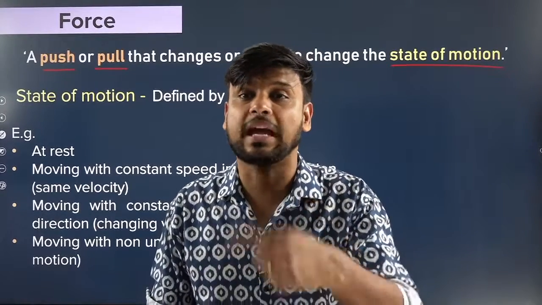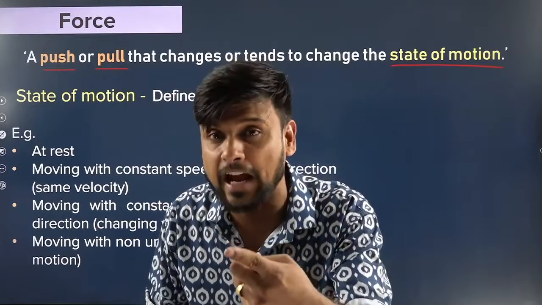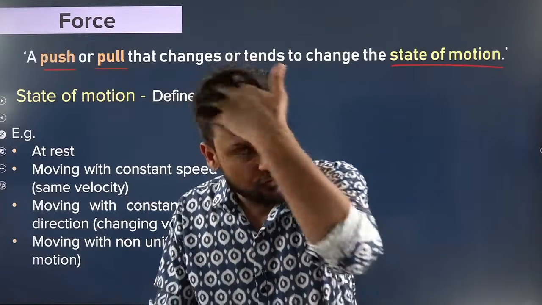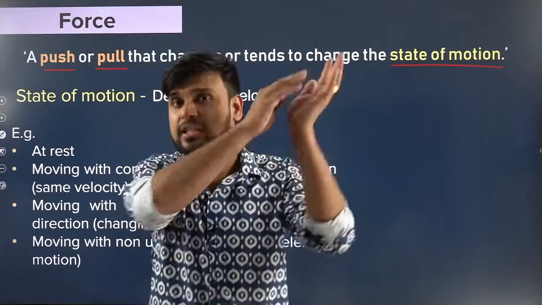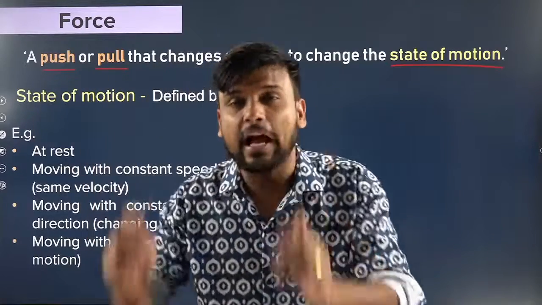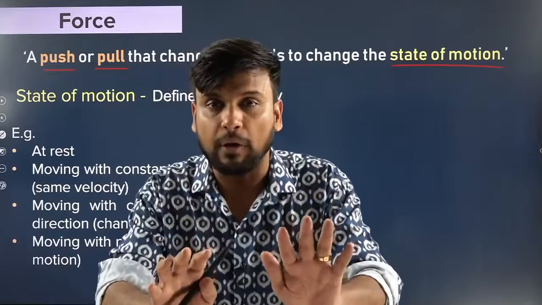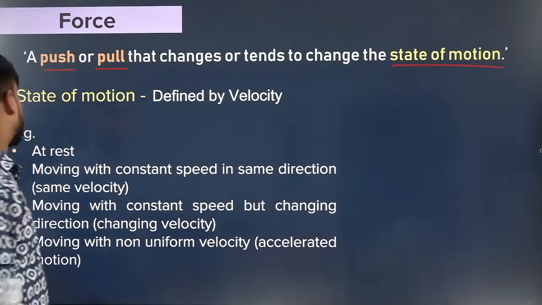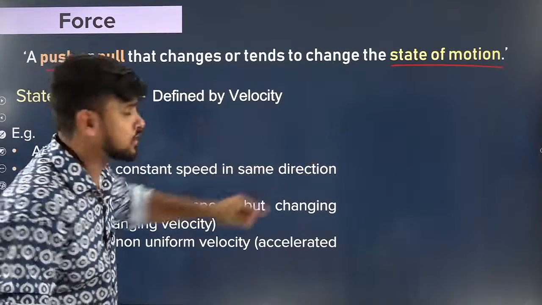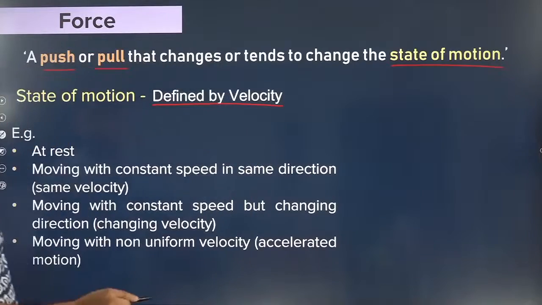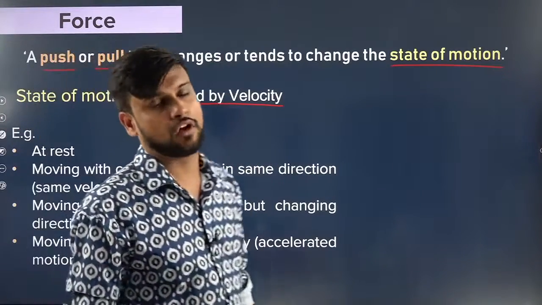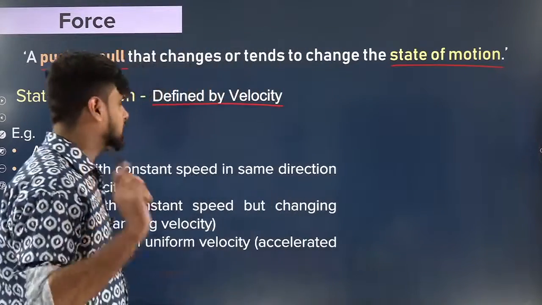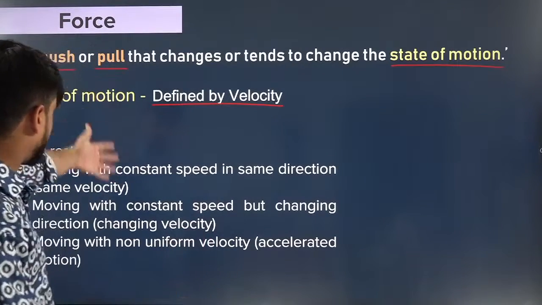If you want to change the state of motion, that is, if you are at rest and you want to move the body, or if you are moving and you want to increase the velocity, change the direction, or stop the moving object, then what you require is force. State of motion is defined by velocity. So for any body, if you want to change the state of motion, you require one force. That's the example I had given.